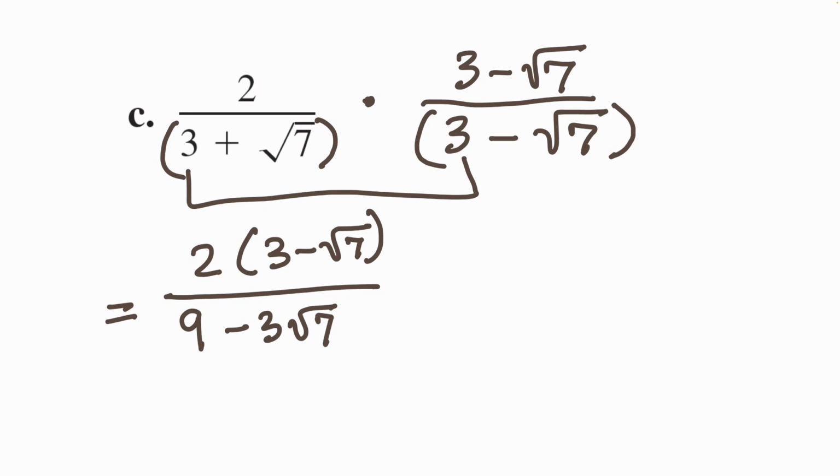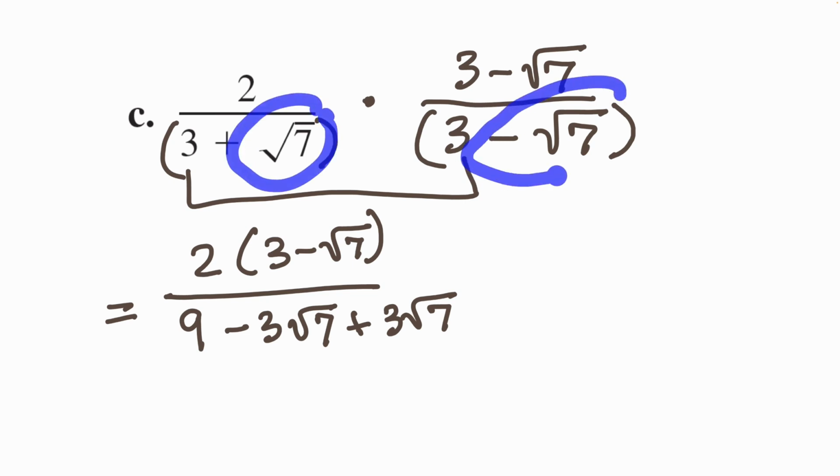And then that was the outside. Now I want to do the inside. So the inside is going to be positive 3 square root 7. So plus 3 square root 7. And see how those fall out? And again, that's because we have the different symbols. So that made it fall out. And then the last term is going to be positive square root 7 times negative square root 7. So that's going to give me minus 7.